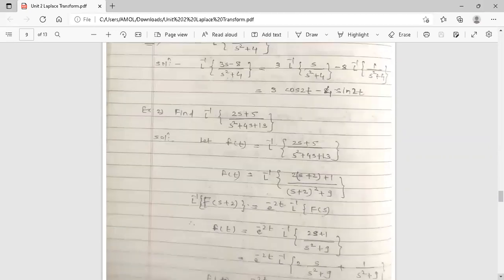Okay. Now the next example. Find the inverse Laplace transform of 2s plus 5 upon s square plus 4s plus 13. Now here, the inverse Laplace transform of this function is nothing but your function f of t. Now we can write this 2s plus 5 as 2 into bracket s plus 2, plus 1. If we solve the bracket term, it is 2s plus 4, but the actual original term is 2s plus 5. So add a 1, so that after solving the bracket term, you will get the complete term 2s plus 5 upon s square plus 4s plus 13.